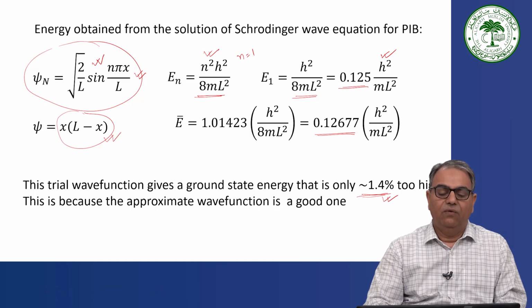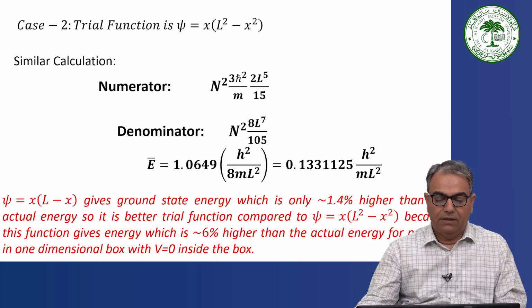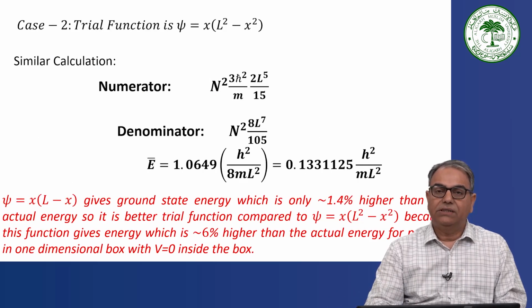Okay, what will happen if instead of this we use another function, x into L square minus x square? I have not given any solution for this.